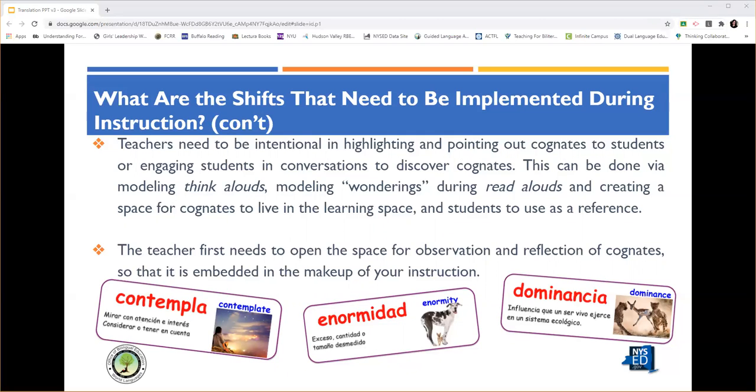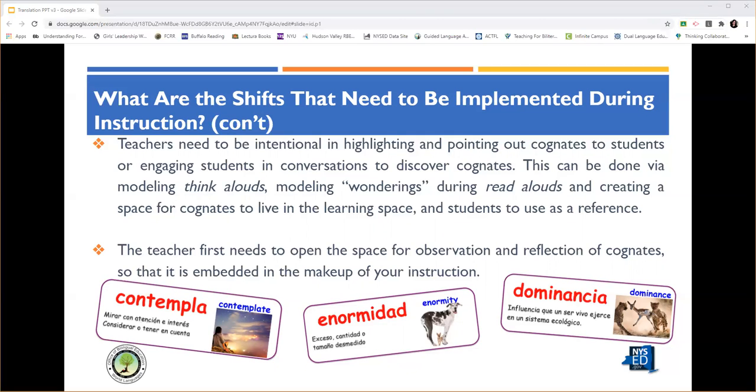Continuing, what are the shifts? So you want to be intentional in highlighting and pointing out cognates to students or engaging students in conversations to discover them. This can be done via modeling, via think alouds, via wondering, during read alouds, and creating a space for cognates to live in the learning space and students to use as a reference. Think alouds or wonderings are a great way to model for a student. Contempla, contempla. That sounds like contemplate.